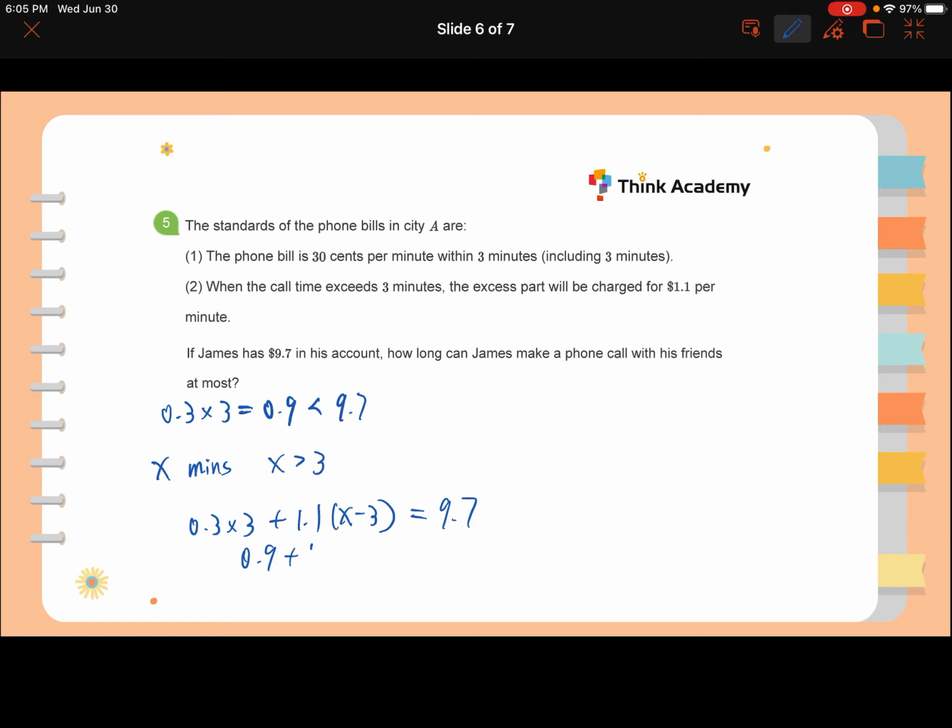We have, and don't forget about the inequality, because that's the time he can call at the most. Now we have 1.1x less than or equal to 12.1, which means x is less than or equal to 11. So now we see that James can only make at most 11 minutes of phone call with his friends. And that's it for this question.